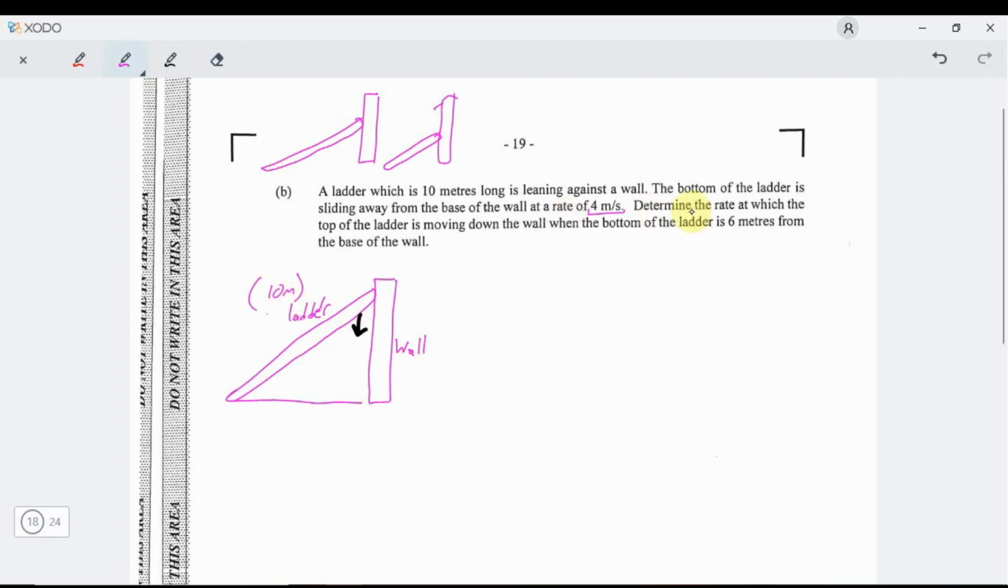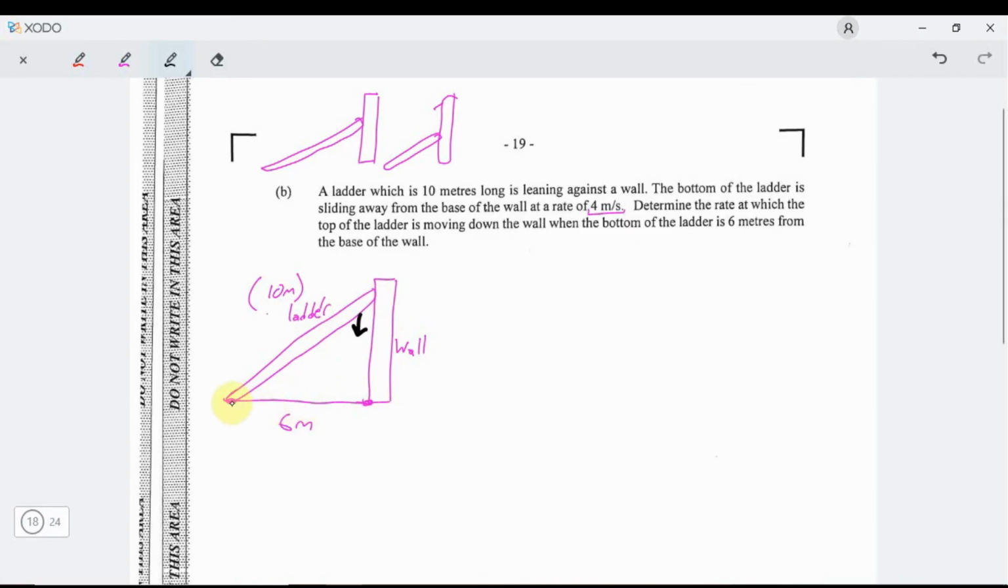And they said determine the rate at which the top of the ladder is moving down when the bottom of the ladder is 6 meters away from the base. Let me read this again: when the bottom of the ladder is 6 meters away from the base of the wall. Okay, so they gave us this length is 6 meters. All right, cool. So in that case, we know that it's 6 meters away.